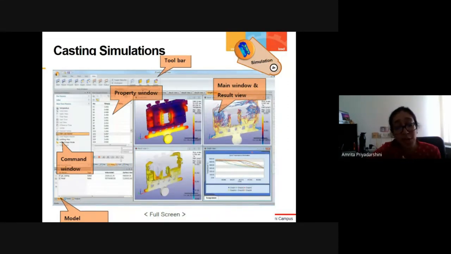So why do we use it? We can focus on the gating design. Gating design is nothing but how the material is being poured, at what rate it is being poured, and then how the solidification is happening. What is the time taken for solidification? Whether there are some defects, like at the rate at which you are pouring and solidification is happening, whether it is able to fill the entire mold cavity or not, whether the temperature distribution is proper or not. All these things we can see with the help of casting simulations.